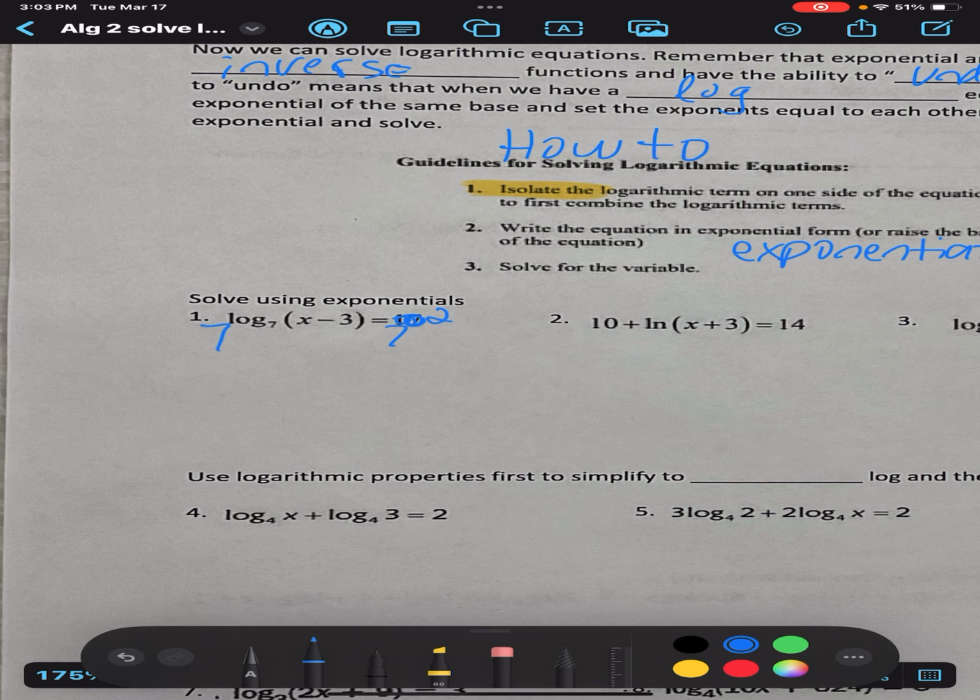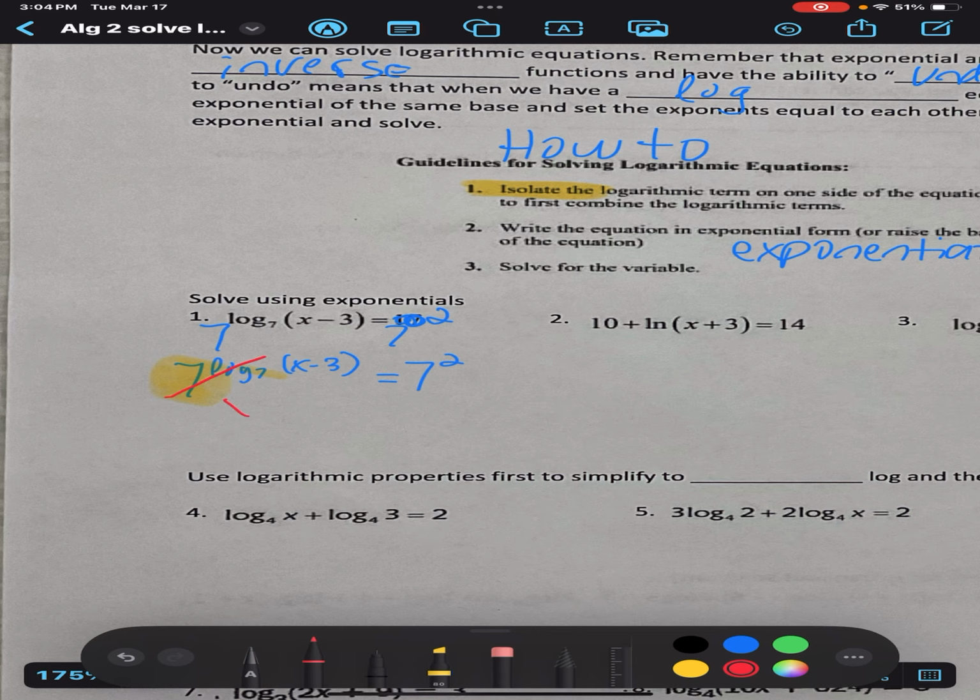But what I am doing by doing this, I am saying this is 7 raised to the exponent of log base 7, x minus 3, equals 7 squared. So you do not have to write this each time, but that is what I'm doing. Because these match exactly, that base and that base, they cancel each other out because they're inverses. It's a beautiful thing. Math is beautiful.